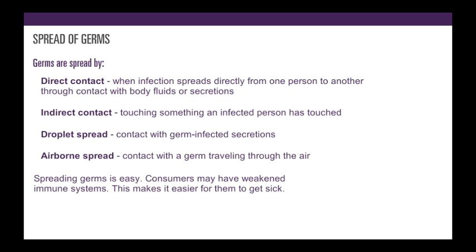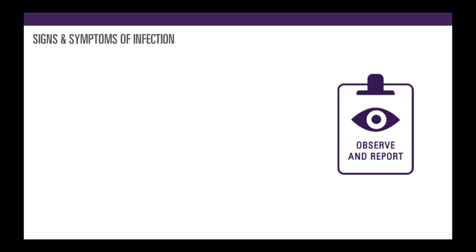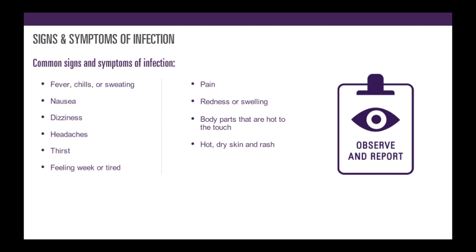Many of the consumers you work with may have weakened immune systems. This makes it easier for them to get sick. Because of their weakened immune systems or other conditions, it's important to observe a consumer for signs and symptoms of infection. Common signs and symptoms are fever, chills or sweating, nausea, dizziness, headaches, thirst, feeling weak or tired, pain, redness or swelling, body parts that are hot to the touch, hot, dry skin and rash, or confusion. If you notice any of these signs, report them to the case manager or supervisor.